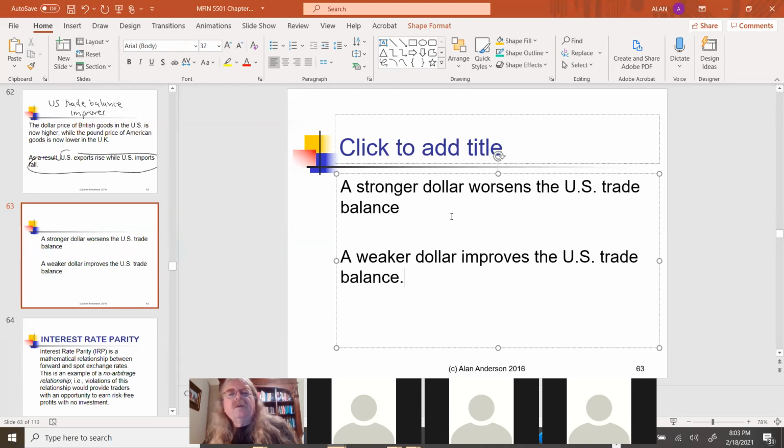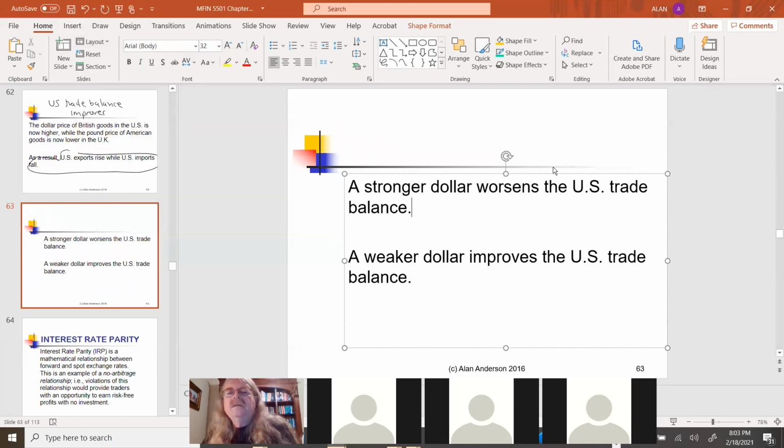Okay, so that's awfully important to know, to understand. So in the media, when they talk about the U.S. trade deficit getting worse, there could be a lot of reasons for it, but it may be because the dollar got stronger. And that may not necessarily be the worst thing in the world. Okay.